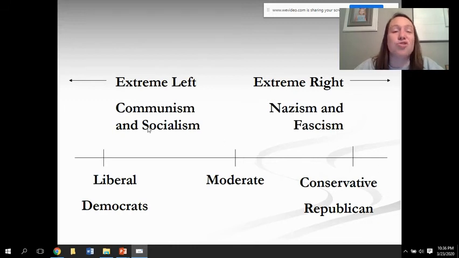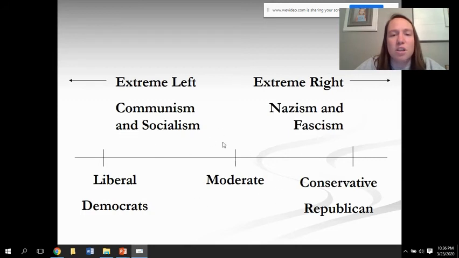If someone was extreme left, like way off the screen, like sitting way over there in your bedroom or your living room or wherever you're watching this, they would be a communist or a socialist. And if someone was extreme right, like way off the screen on the other side in your kitchen or down the hallway, they would be a Nazi or a fascist. Yeah, Nazism or fascism. I can never say that word. It's crazy. Most people, though, are pretty much moderate.